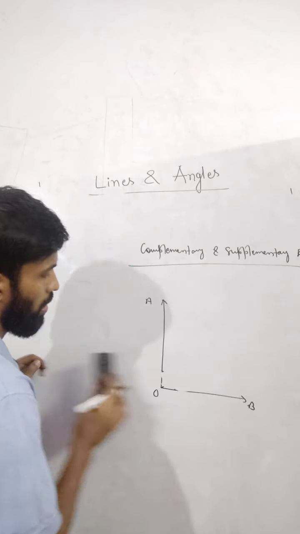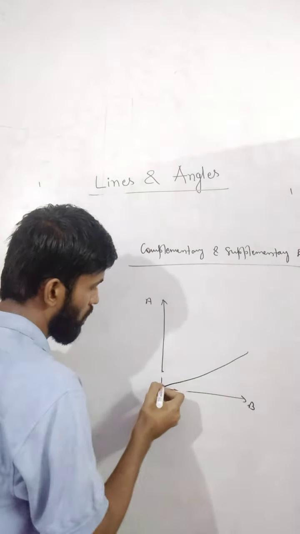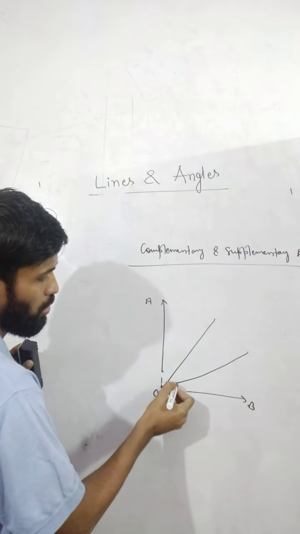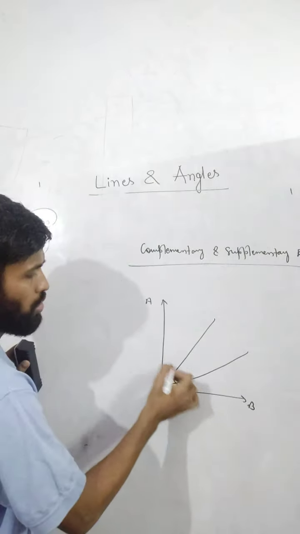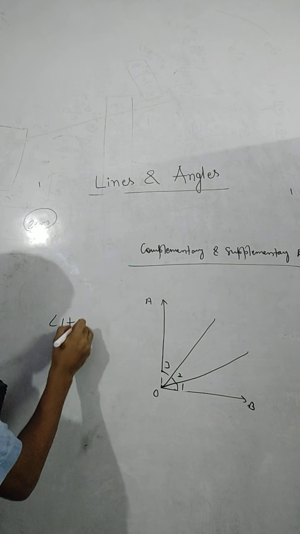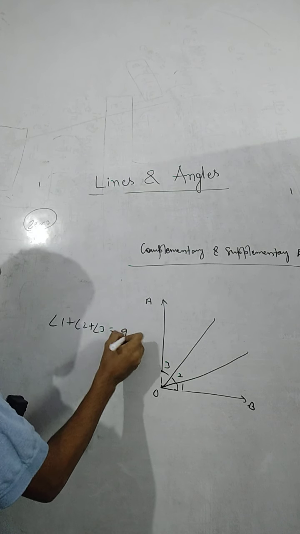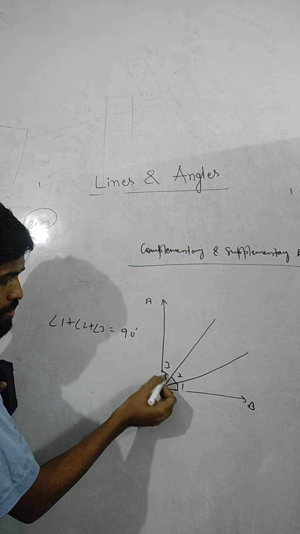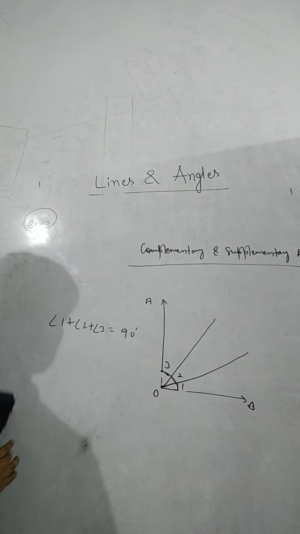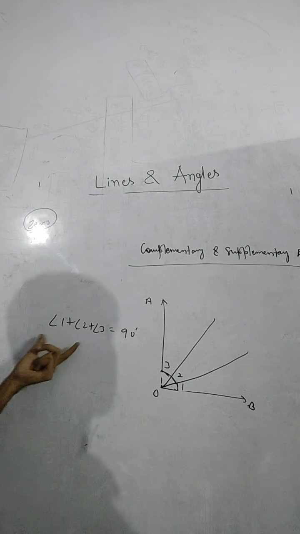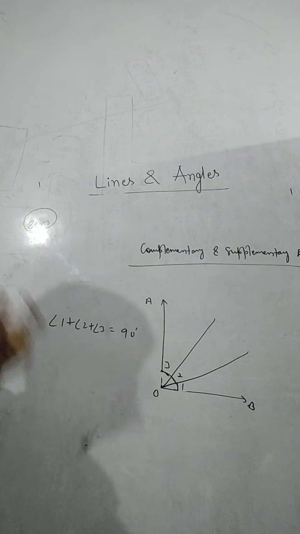Now let's just say I divide this whole 90 degree into three parts, angle 1, 2, 3. Now angle 1 plus angle 2 plus angle 3 is still 90 degree, right? Like this part plus this part plus this part is equal to total. But we cannot say that these three angles are complementary angles.